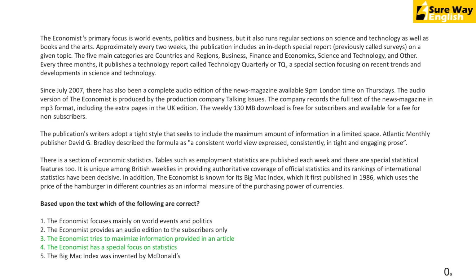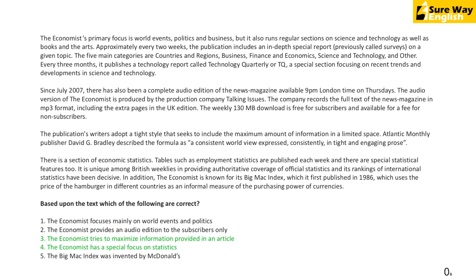Third one, the Economist tries to maximize information provided in an article. Now, that's there in the third paragraph, the first sentence, which just says that they adopt a tight style that seeks to include the maximum amount of information in a limited space. So that's correct. Fourth, The Economist has a special focus on statistics. That's there in the last paragraph where it says tables such as employment statistics are published each week and there are special statistical features too.